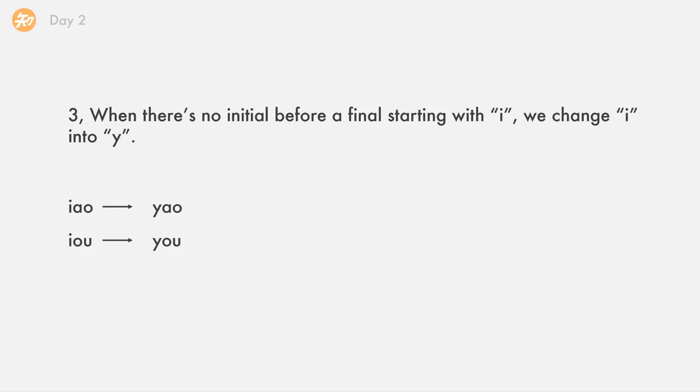Rule number three. When there is no initial before a final starting with i, we change the final i into the initial y. As we can see here, ia becomes ya. The first final is i, then we change the final i into the initial y. Also, we can find that io becomes yo. The final i is changed into the initial y.